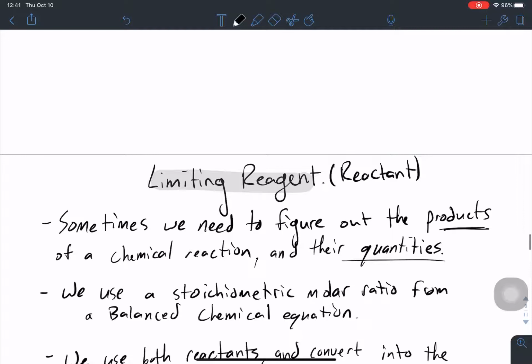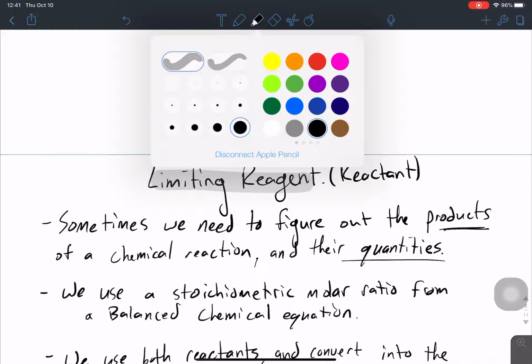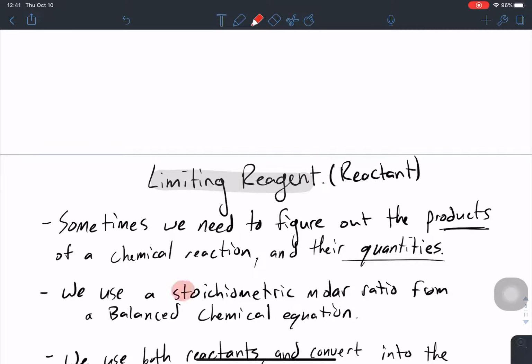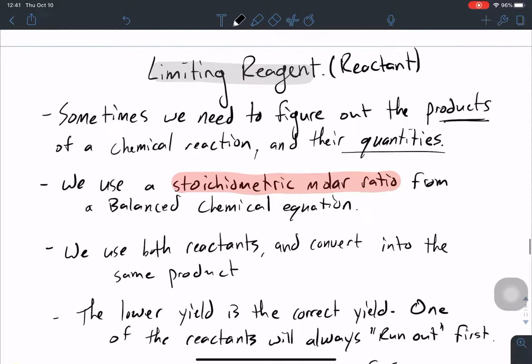Now, we use a stoichiometric molar ratio. We've been in the business of using conversion factors all this time, and so the stoichiometric molar ratio is just going to be another conversion, and I'll show you how to use that. We use both reactants and we convert them into the same product.